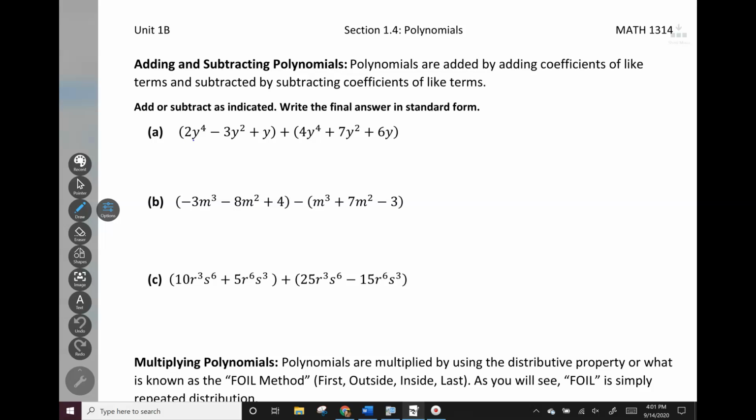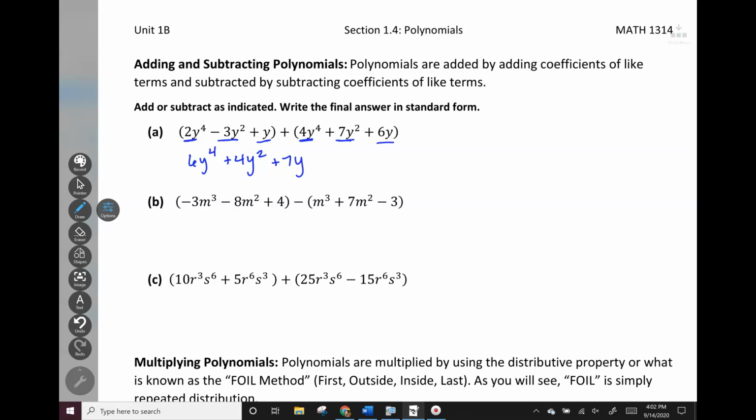I've got 2y to the 4th, and over here in my other polynomial, I've got 4y to the 4th. So I can combine those. It's going to be 6y to the 4th. Keep that exponent the same. Just add the coefficients. Now I've got minus 3y squared plus 7y squared gives me plus 4y squared. And lastly, I've got plus y plus 6y. That gives me plus 7y. Okay, notice my exponents did not change. I just added the coefficients.